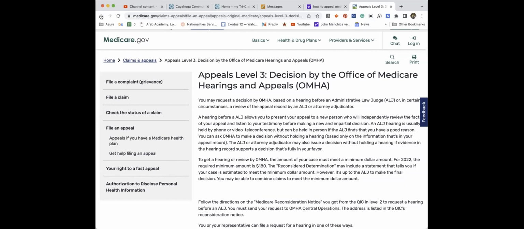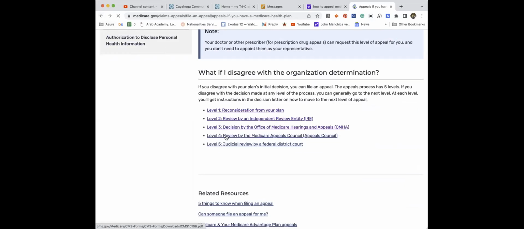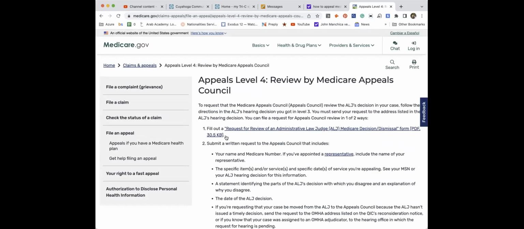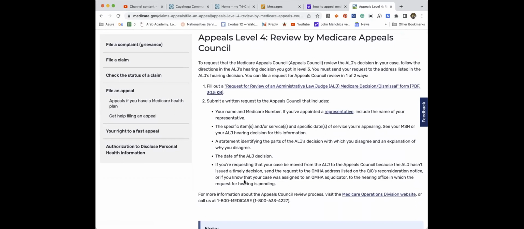So let's go back. We're on appeal level 3. So there are 2 more levels of appeal, which I didn't realize. I thought we only had 1 more. So, review by the Medicare Appeals Council. Fill out a request for review of an administrative law judge Medicare decision or dismissal form. Submit a written request that includes your name and Medicare number, if you've appointed a representative, the specific items and services and specific dates you're appealing. See your MSN or ALJ hearing decision for that information. A statement identifying the parts of the ALJ decision with which you disagree, and an explanation of why you disagree. The date of the ALJ decision.